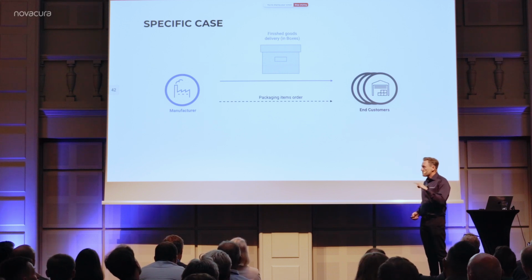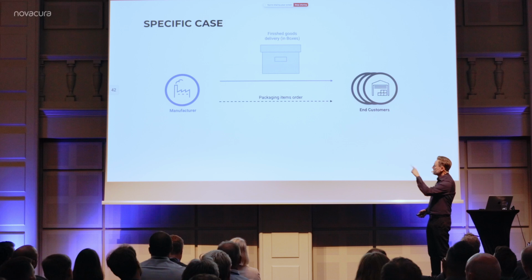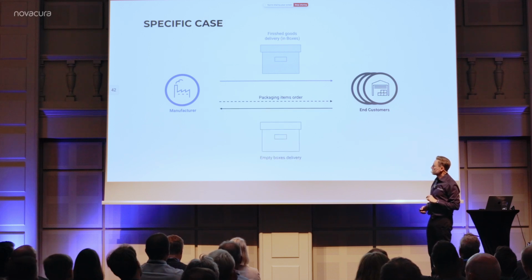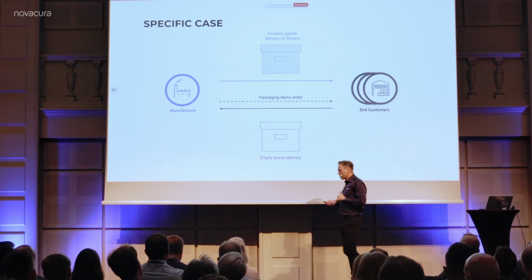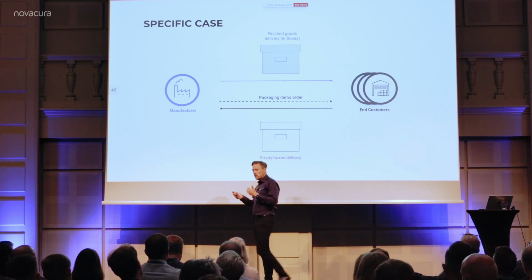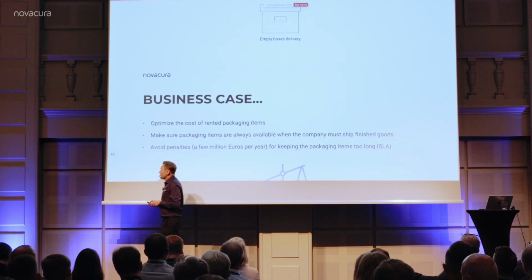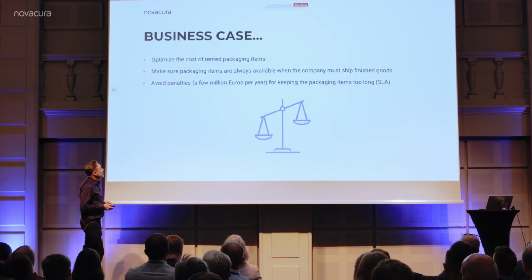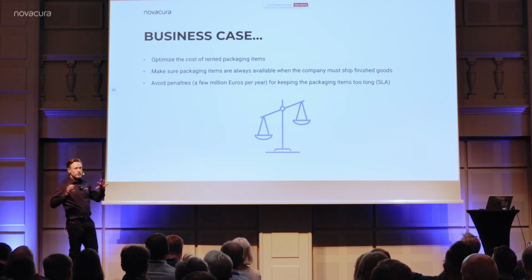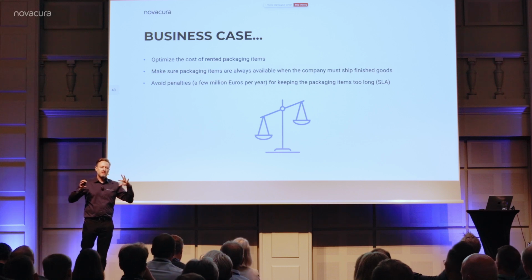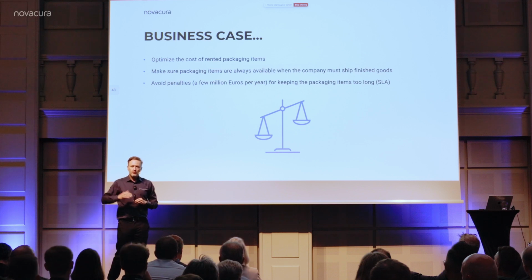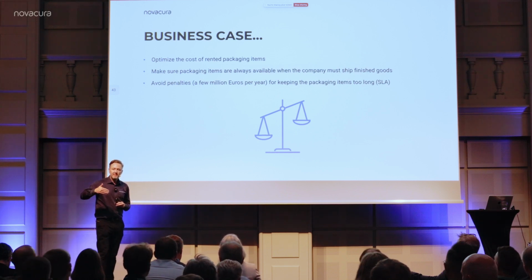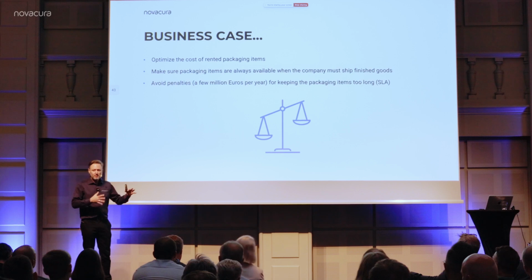And we help them shape this in a new way, where all this ordering process and then controlling of the empty boxes delivery is supported by Novacura Flow and the solution we built. And what's important here is that you really need to balance, because these packaging items are rented from a customer. So you pay for each day of renting this packaging item. That's the business model they have.